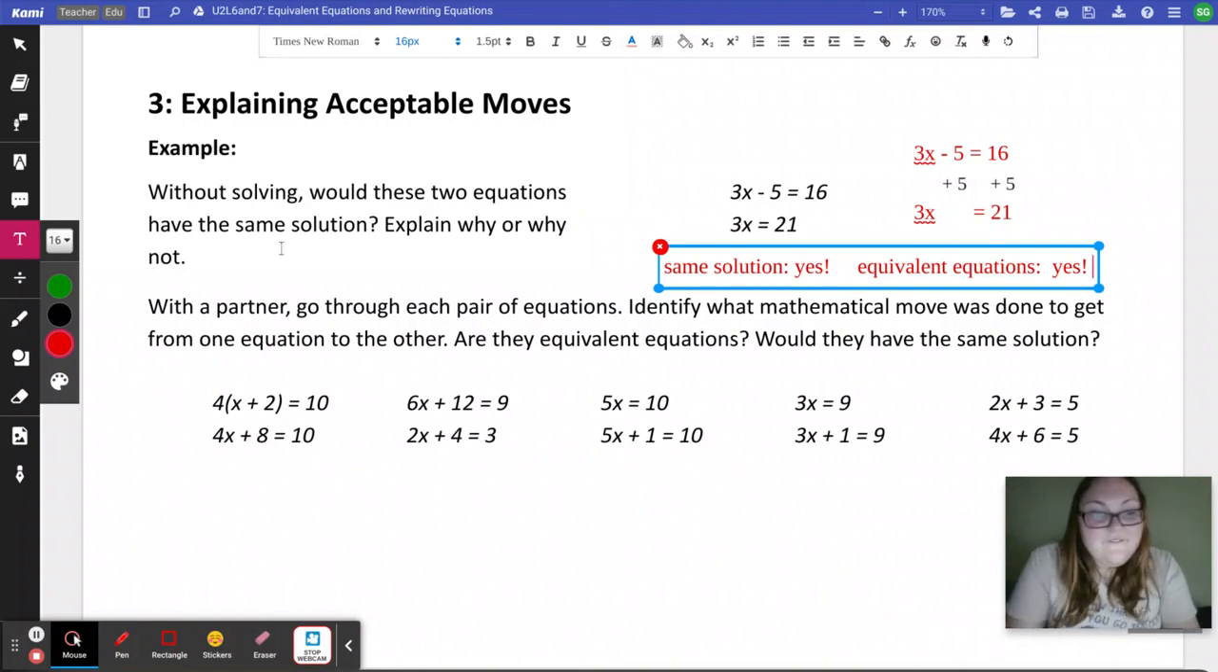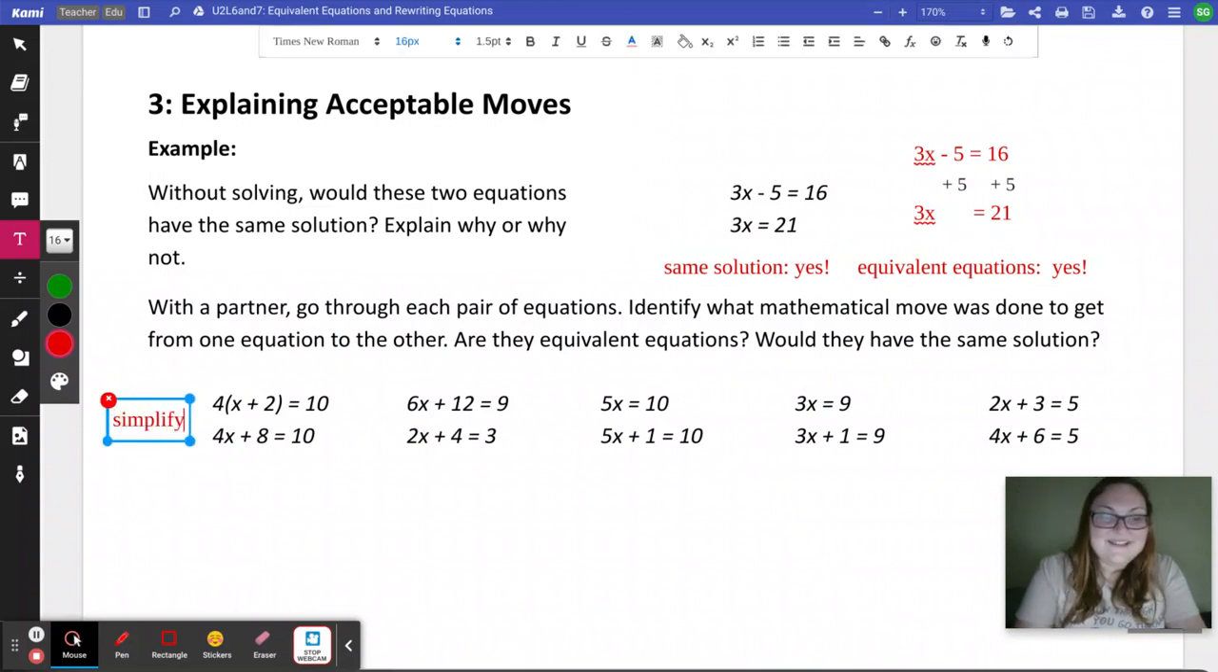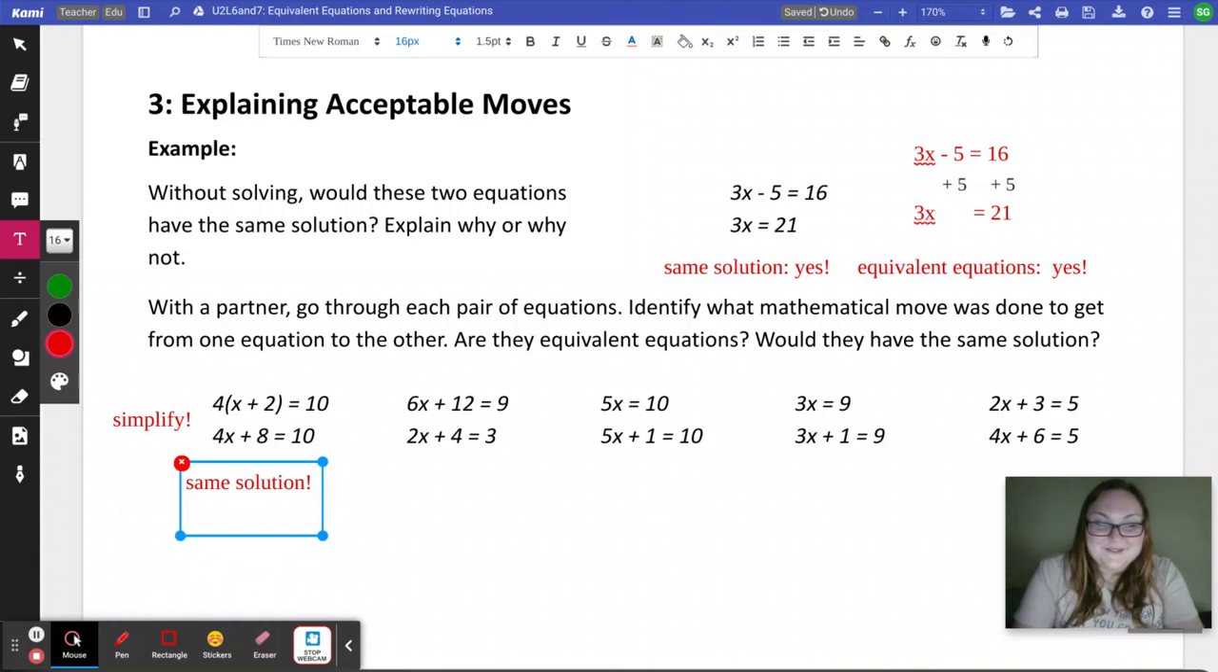All right. For this first pair here, what was done to get from that first equation to that second equation is they distributed. They distributed that 4 to the x and the 4 to the 2. So they just simplified the left side there. Are we allowed to simplify? The answer is yes. Simplifying something is a legal move that you can do. So when it comes to, are those going to have the same solution? They do have the same solution. When it comes to the question, are they equivalent equations? They've got the same solution. So they are indeed equivalent equations.